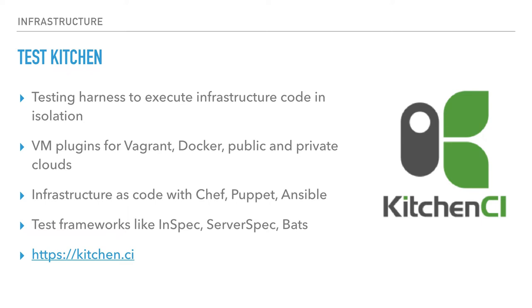So the idea is that you're going to get a fast feedback loop over your infrastructure code testing. You can go check out Test Kitchen at kitchen.ci, and it's up on GitHub, Apache version 2 licensed. So go check that out.